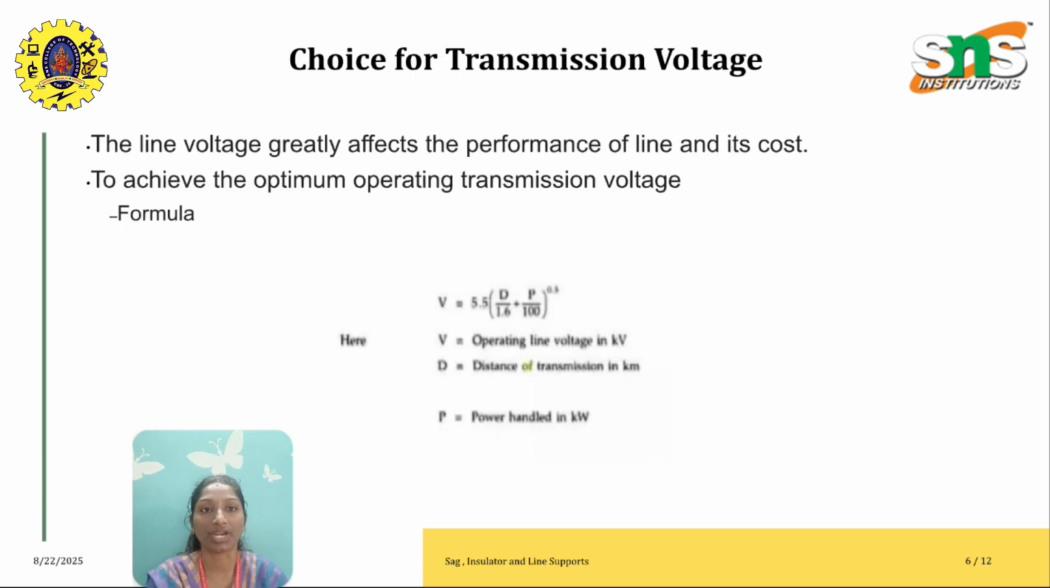Now the choice of transmission voltage. The line voltage greatly affects the performance of the line and its cost. To achieve the optimum operating transmission voltage, we have a formula: V = 5.5 × (D/1.6 + P/100)^0.5, where V is the operating voltage in kilovolts and D is the distance of the transmission line. We have to know the distance over which we are going to transfer that particular voltage, and P is the power handled in kilowatts.